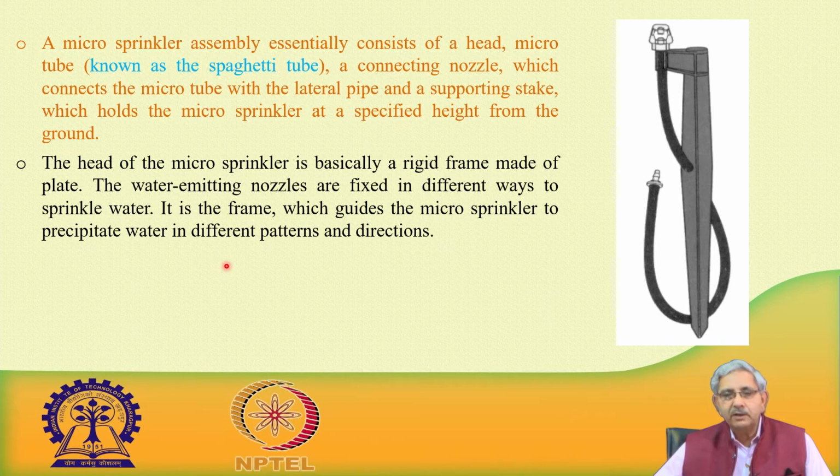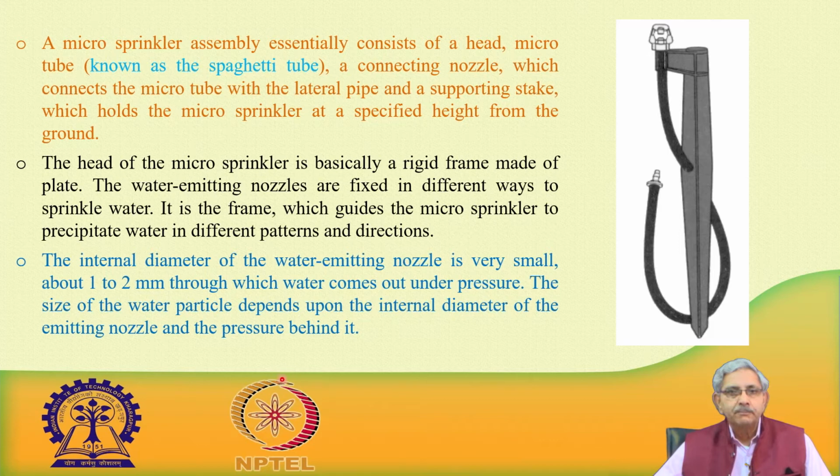So, on the top or in the side, depending on the way the serration has been made, accordingly the water distribution takes place. The internal diameter of the water emitting nozzle is very small. It could be in the order of 1 to 2 millimeter, through which the water comes out under pressure. The size of the water particle depends upon the internal diameter of the emitting nozzle and the pressure behind it.